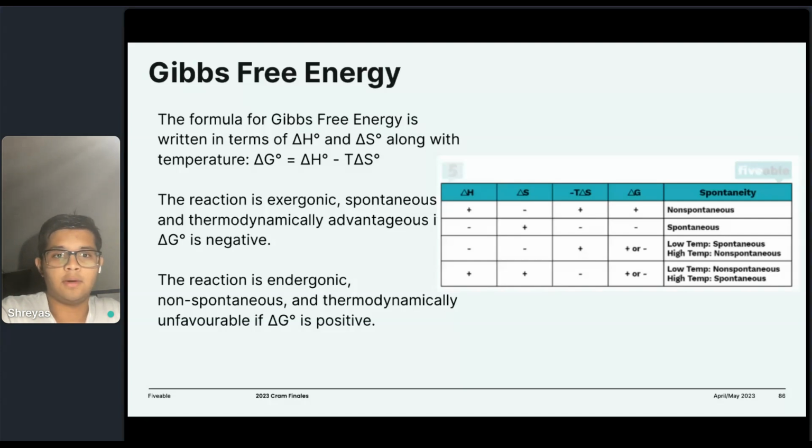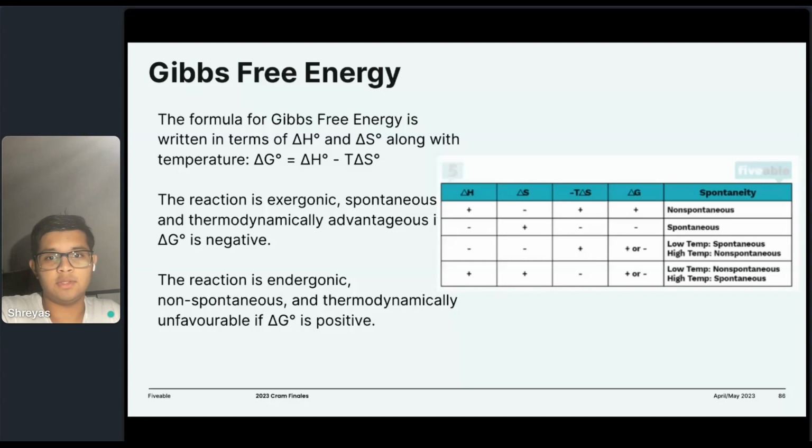There's a table to the right. I don't believe the AP exams will ask you to calculate delta G that much, but don't quote me on that. The formula is delta G equals delta H minus temperature times delta S, and temperature will always be in Kelvin, I believe.